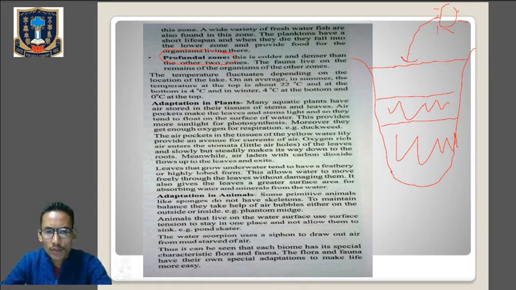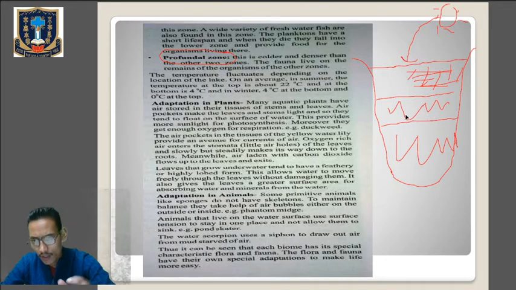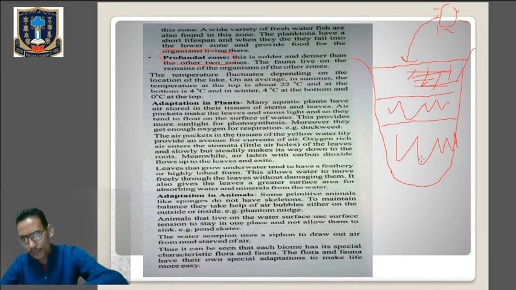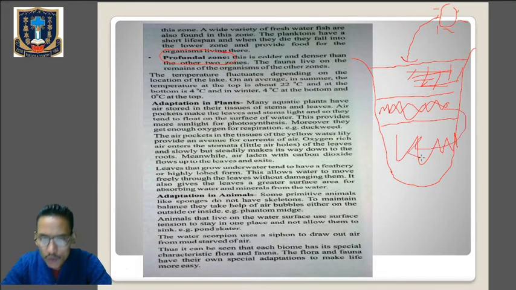In the profundal zone it's colder because it's not able to get the sunlight. The top zone is less dense and will get the maximum amount of sunlight, because it is the superficial layer. Then the second zone is the limnetic zone, then we have the profundal zone. This profundal zone is much colder because it's not able to get the sunlight, and the fauna lives on the remains of the organisms of the other zones. So whenever the phytoplankton die in the upper zone, they go down to the next zone and act as food to the fauna living in the profundal zone.